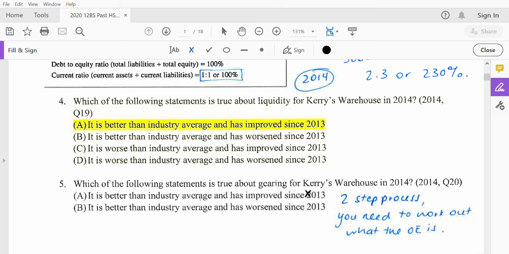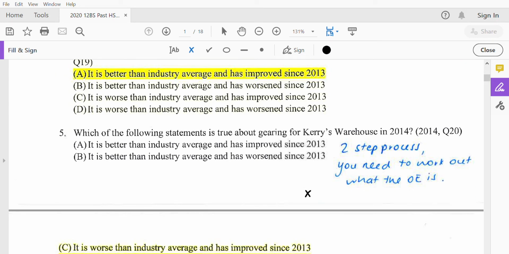Similarly, the same with question 5, you need to work out what owner's equity is. Now, we know that the formula is assets equals liabilities plus owner's equity. So if we know that and we've got those figures at the top, whatever the difference between them is going to be the owner's equity.